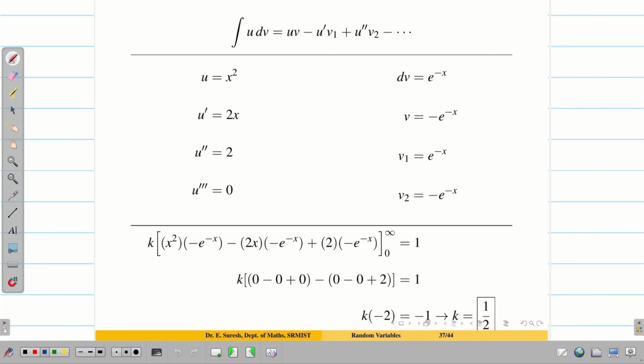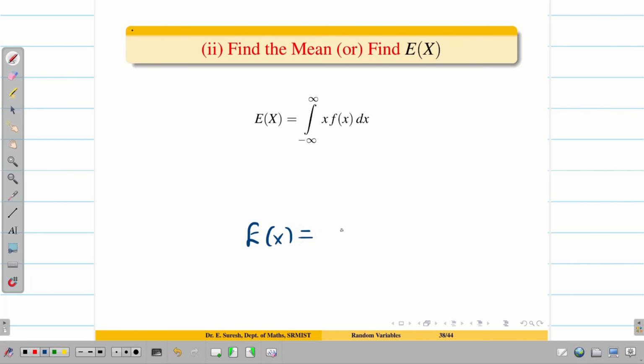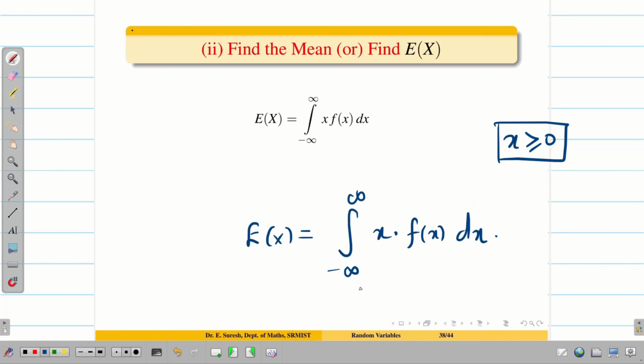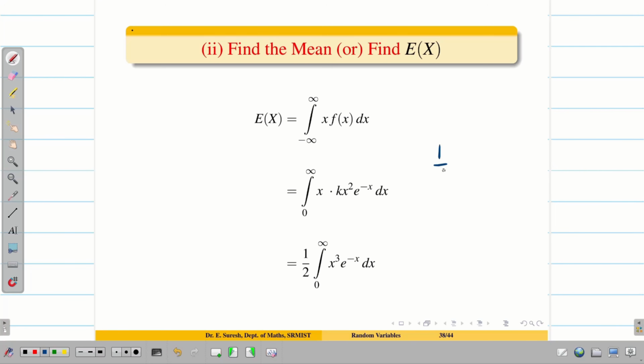Next we are going to find the mean. We know that E(x) is the integral from minus infinity to infinity of x into f(x) dx. Since x is greater than or equal to 0 according to our question, my limits are going to be 0 to infinity. For this my f(x) is k into x square e power minus x. Just now we found k is equal to 1 by 2. Substituting all these things here, we get 1 by 2 integral 0 to infinity of x into x square, which is x cube, e power minus x dx.